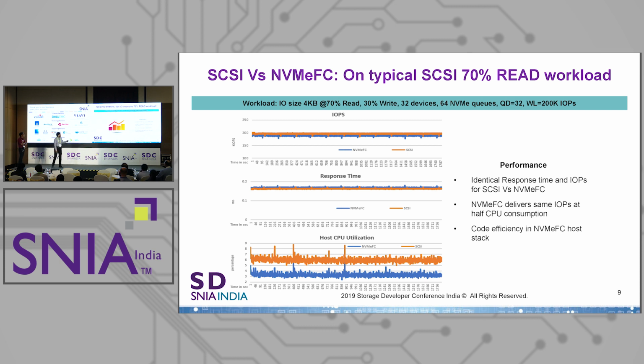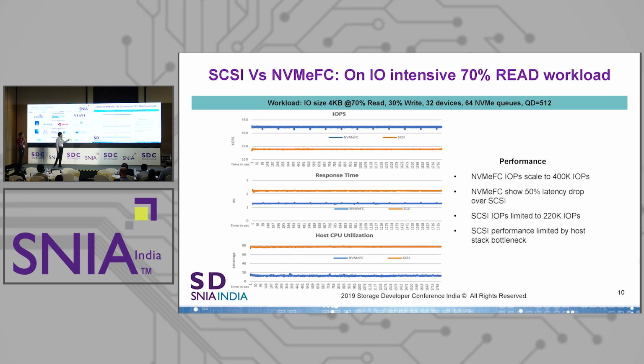Going forward, we will see the IO intensive workload where the queue depth is 512, and here you will see the major benefit. The IOPS the host was able to do with SCSI is around 220K, and with NVMe you can do 400K IOPS. So this is the major difference, and the response time.